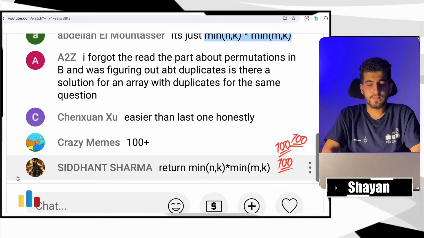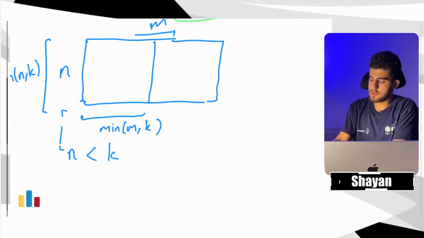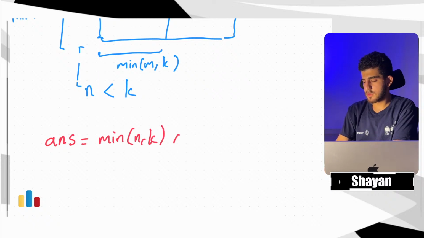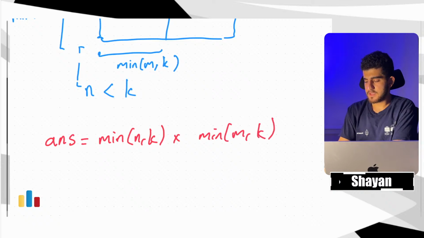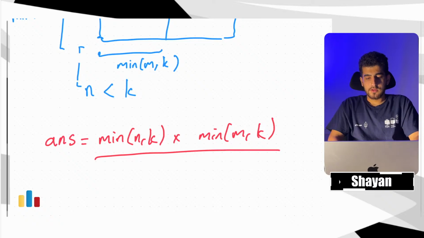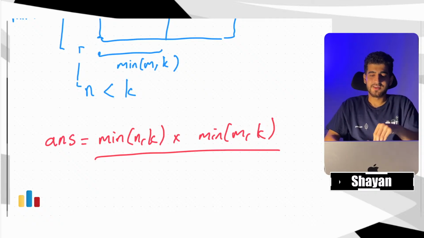Awesome. So yes, the answer, let me write it here as well. The answer therefore is going to be the minimum of n and k times the minimum of m and k. This is going to be our final answer. Awesome. I see.